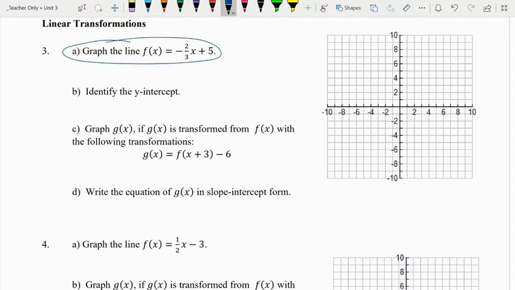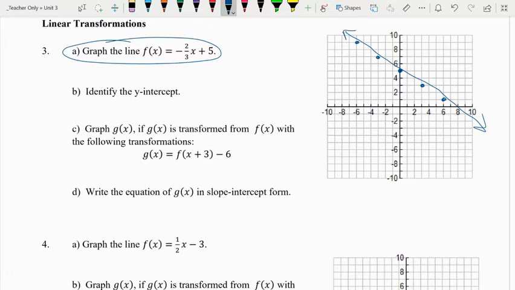Okay, so they give us a function f of x and we want to graph it. This is in slope-intercept form. So we would start up 5 and then move our slope, which is negative 2/3. So down 2 over 3, down 2 over 3. And I'm just going to do 2 in both directions, just so that it's easier for my graph to look nice.